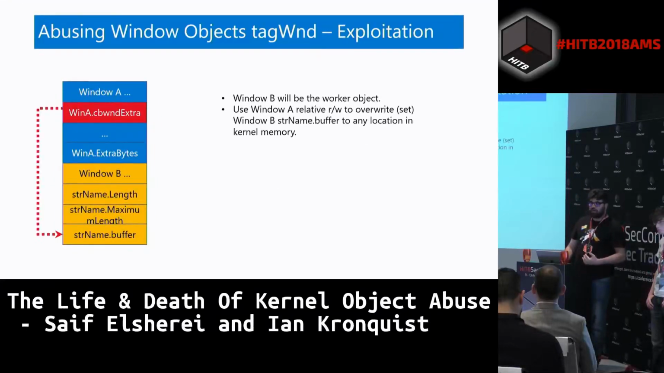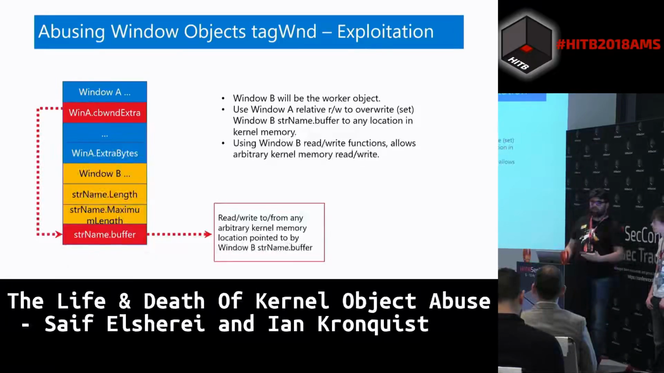We will use the relative read and write to override the adjacent window's string name buffer, or the buffer pointer to the string of the window name. And then we would use the read and write functions for the second window to actually read and write from an arbitrary location in kernel memory.